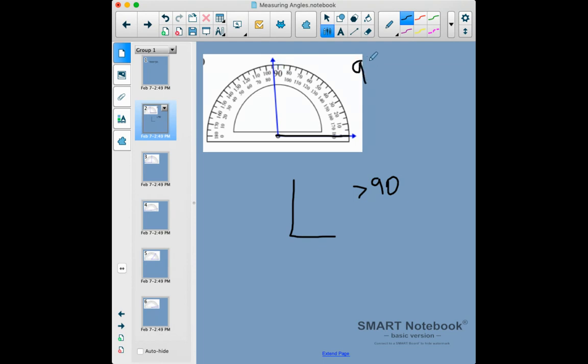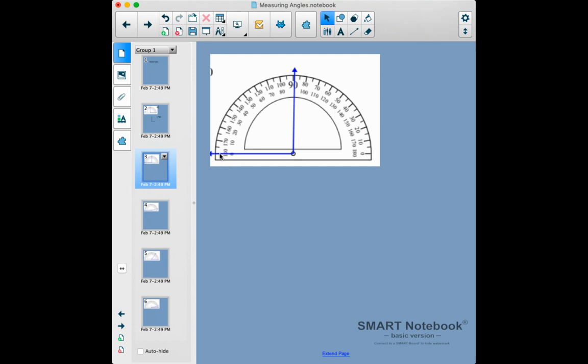The way we write degrees is just like you do with temperature. If you've ever seen a temperature on a thermometer or on the news, you've noticed they put this little circle above it. That circle stands for degrees. So the measure of this angle is 95 degrees. Let's take a look at the next angle.